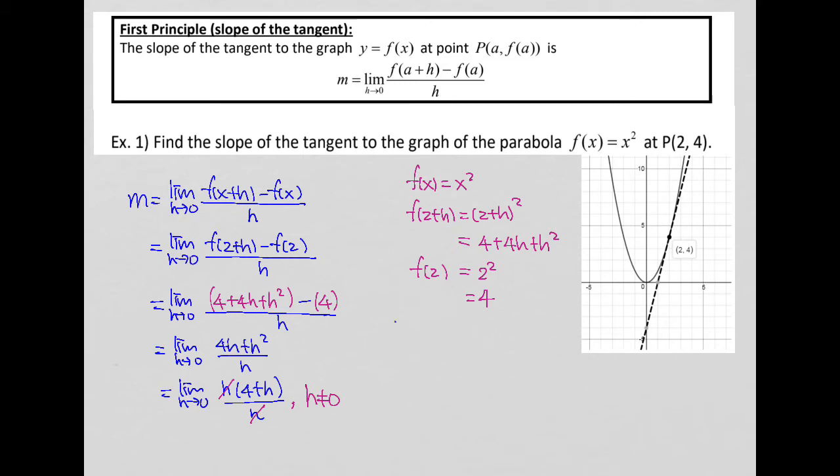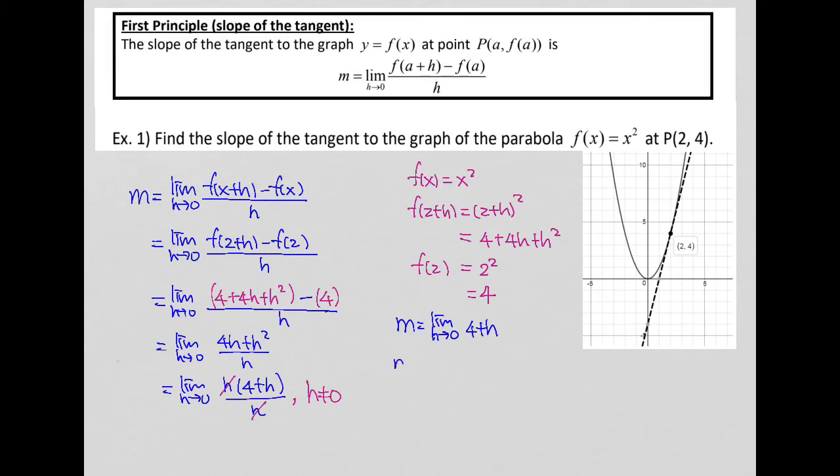And now we have m equals the limit as h is approaching 0 of 4 plus h. At this time, you will see the denominator has an invisible 1 there. That means if I put 0 into h, the limit will not become undefined. Therefore, we can substitute 0 into h now. Once we substitute 0 into h, we do not write limits anymore. So it becomes 4 plus 0. So the slope will become 4.